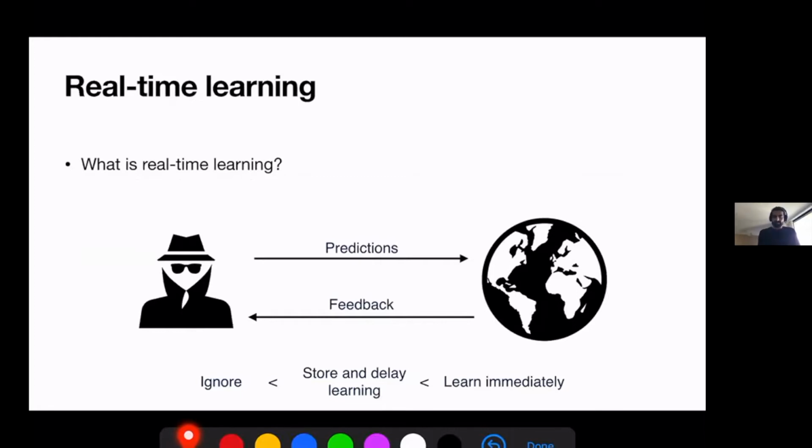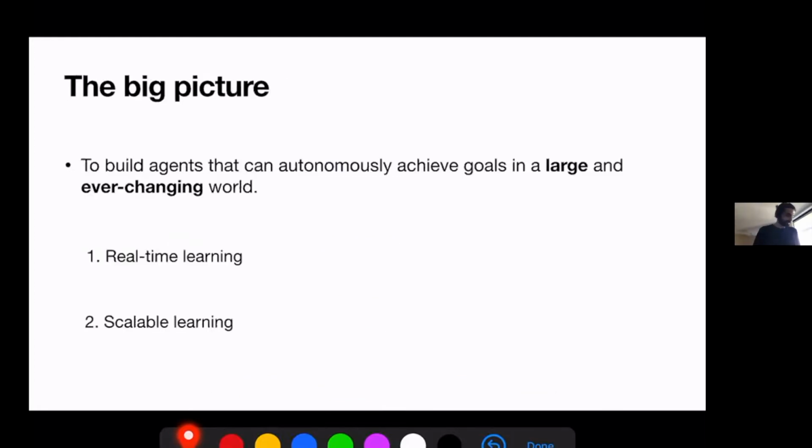Now, usually when I give this talk, I will try to justify why I think real-time learning is important. But for this audience, I'm going to assume that most people already believe that this is important. And even if you don't, just for the sake of this talk, assume that I'm interested in problems for which this is essential. And the second component that I want to talk about that an agent must have is that it must use a scalable learning algorithm.